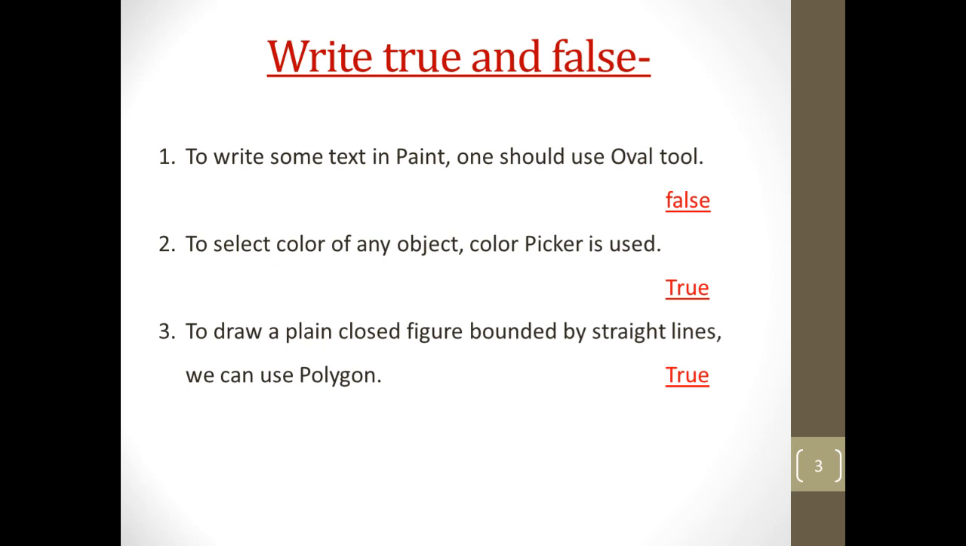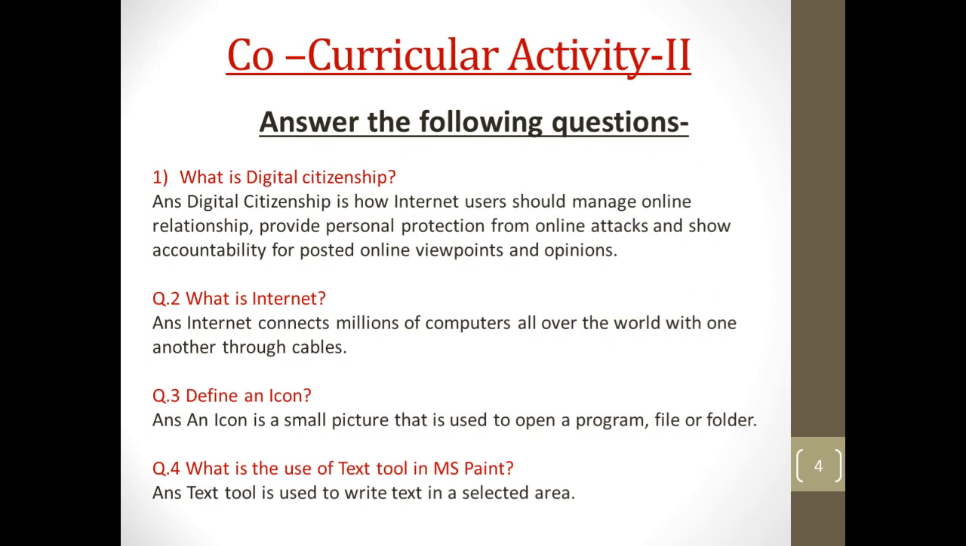Second, to select color of any object, color picker is used. This is a true sentence. Third, to draw a plain closed figure bounded by straight lines, we can use polygon tool. It is a right sentence. Now next is co-curricular activity part 2. Answer the following questions. First question is, what is digital citizenship?